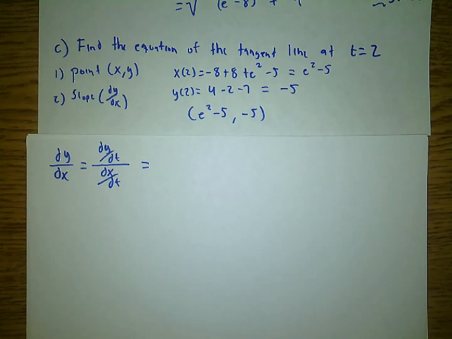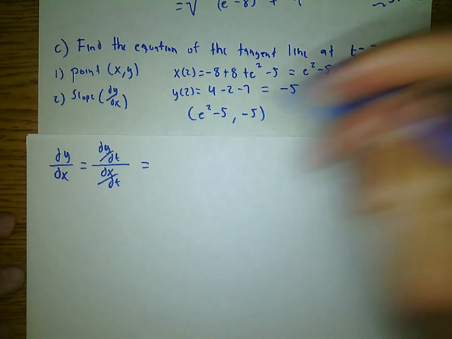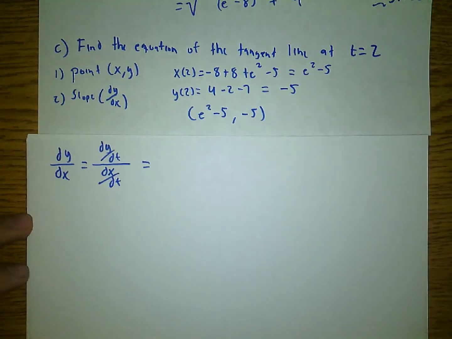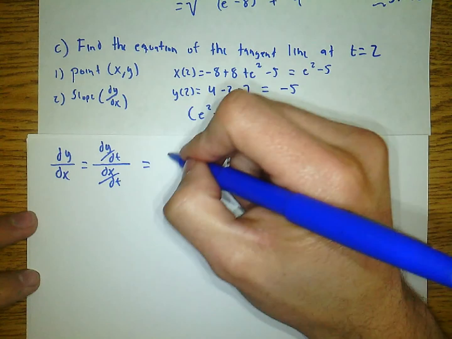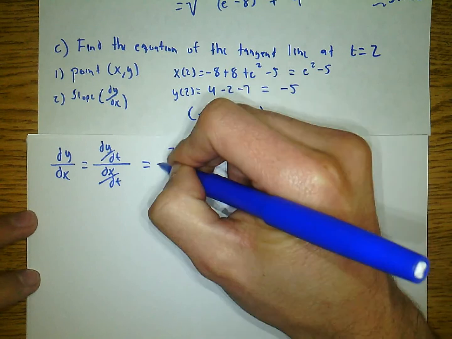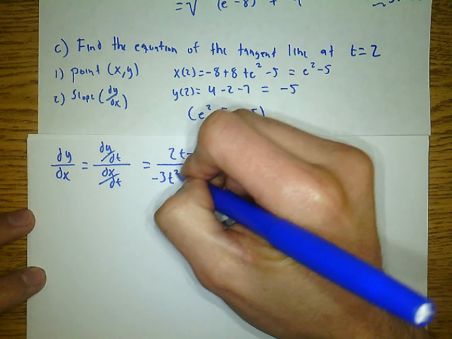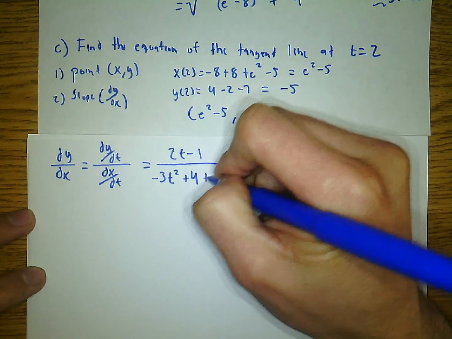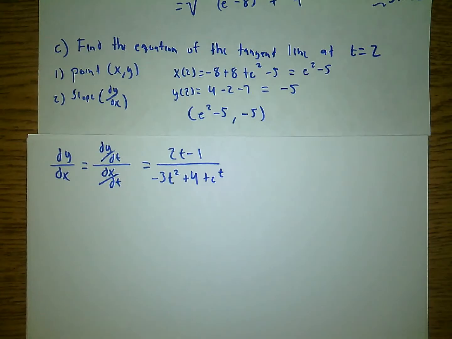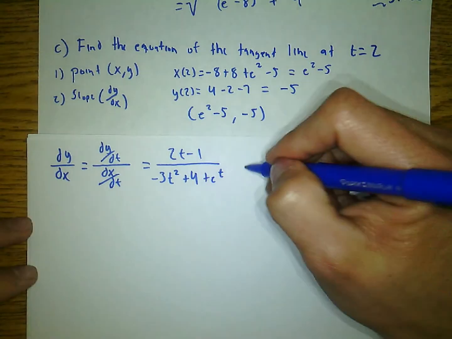Now, do we have both of these pieces of information already? Do we know what dy/dt is? Yes, we do, which in this case is actually the vertical component of velocity, I'm sorry. So dy/dt would be 2t minus 1, and dx/dt would be negative 3t squared plus 4 plus e to the t, all right? So it's with respect to t, which is fine though, right? Because all I have to do is plug in 2.